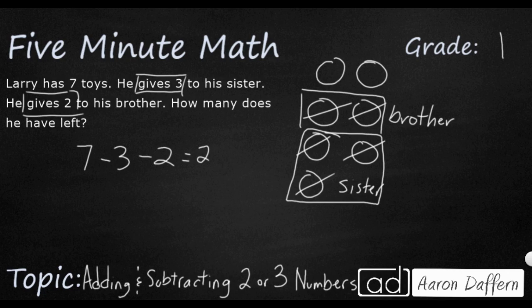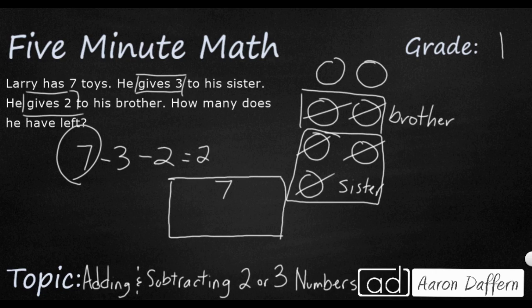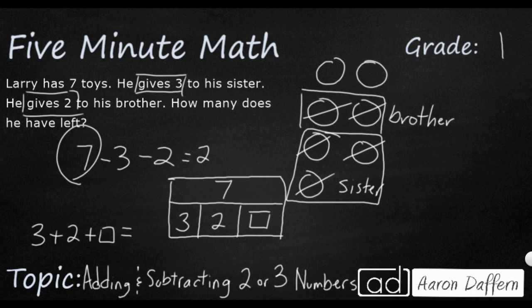Let's see if we could draw a strip diagram. Maybe that will help us. A part whole. So we've got this. We've got the 3 that he gives to his sister. We've got the 2 that he gives to his brother, and then our unknown is how many he has left. So look, we can make this an addition problem. We can say 3 plus 2 plus our box, our unknown, equals the 7.